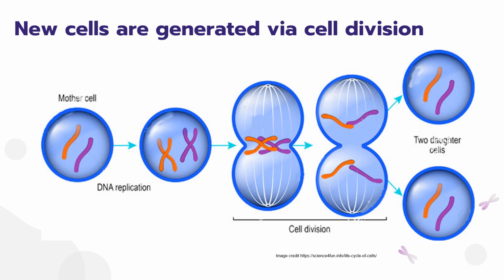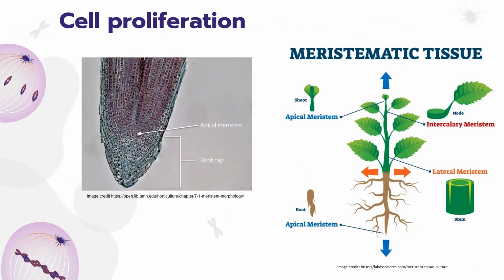New cells are generated by cell division, mitosis and meiosis. We're going to talk a lot about this proliferation, or increasing the numbers of cells that we have, as an important factor in being alive. Plants, of course, are going to grow new cells via mitosis, cell proliferation.